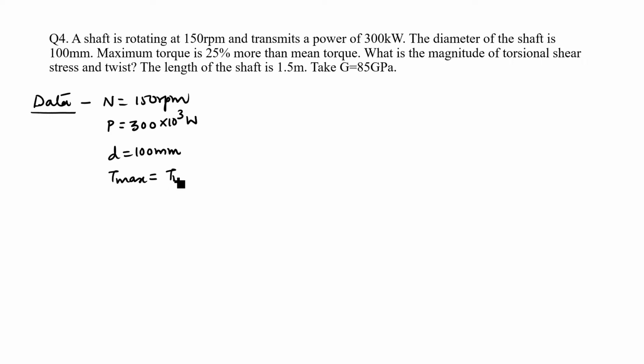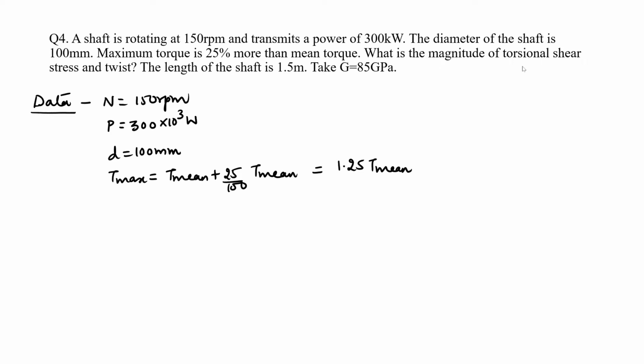So it will be T mean plus 25 by 100 of T mean. So that makes it 1.25 times T mean. Now where do you get this value of T mean from? The formula of power. I had told you when we were discussing the formulas that power is 2 pi nT upon 60, wherein that T is T mean.